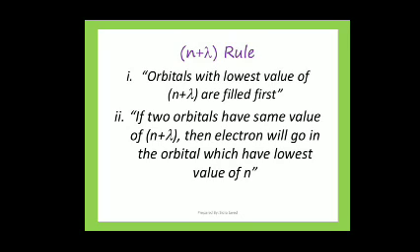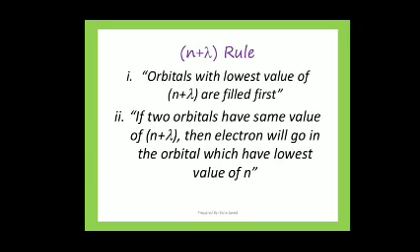If two orbitals have the same value of n plus l, then the electron will go into the orbital which has the lower value of n. For example, 2p and 3s.